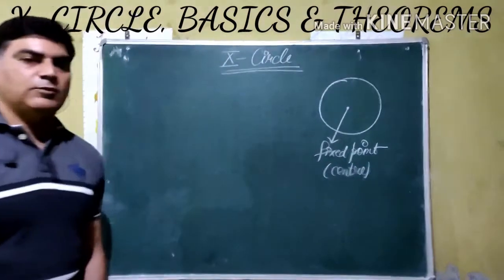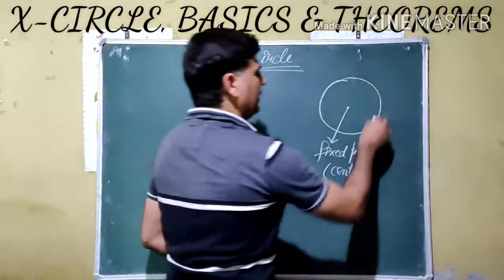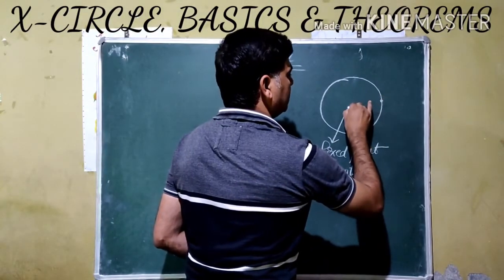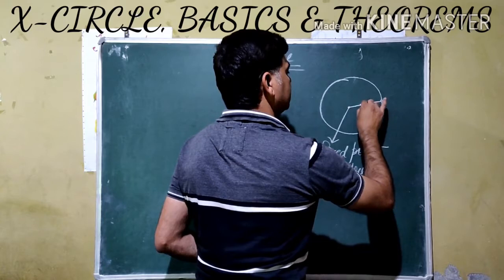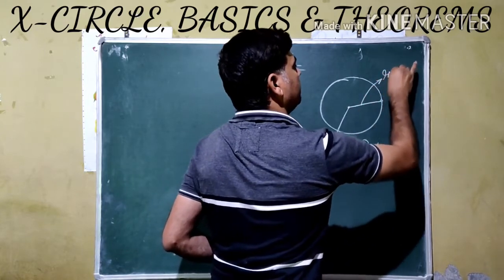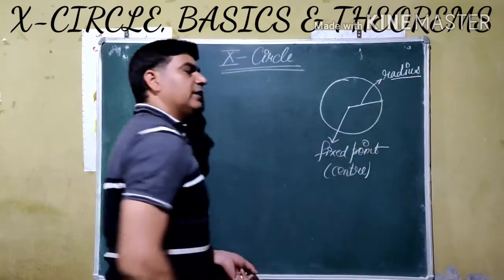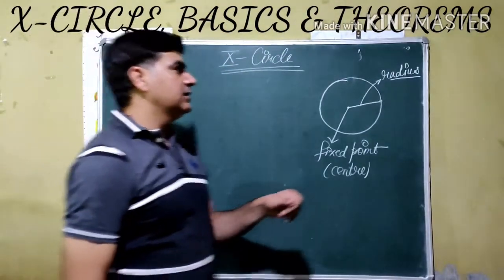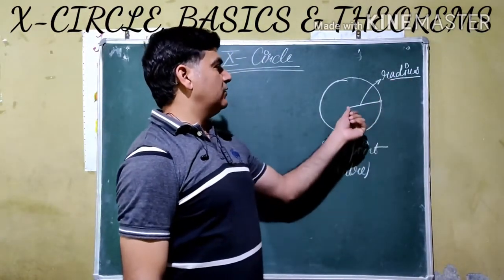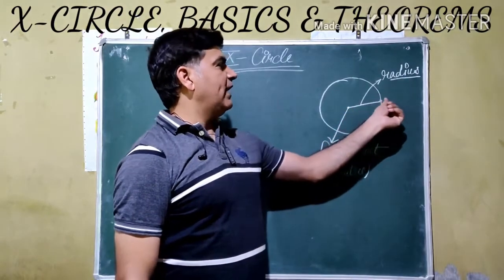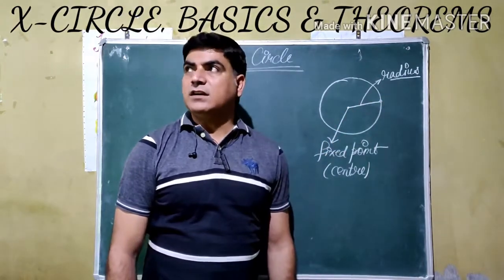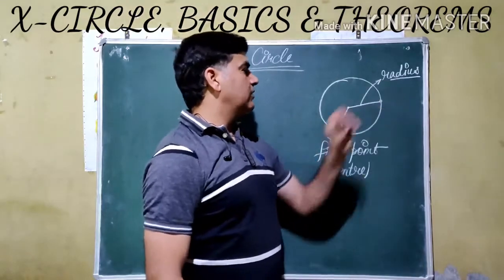Now next point, what is the radius? If we take any point on the boundary, the distance between the fixed point and a moving point is known as the radius. So we can say here, the distance from the fixed point to any point on the boundary of a circle is known as the radius of a circle.